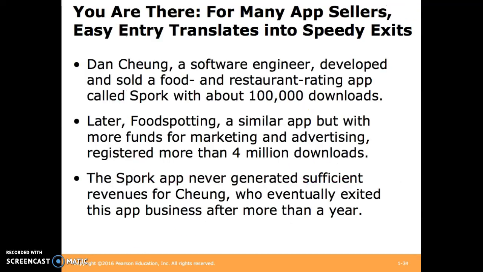The following are a couple of examples of advertising's effects on profits. Dan Chung, a software engineer, developed and sold Spork and received roughly 100,000 downloads. Later, a competing app, Food Spotting, had more marketing funds and advertising and ended up with 4 million downloads. Because of the lower advertising, the Spork app never had enough downloads to generate sufficient revenue, and so Chung had to leave the market.